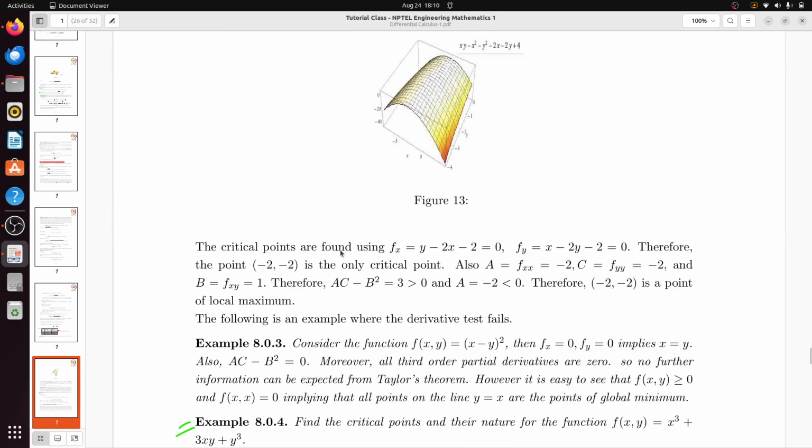The critical points are found using fx equal to 0, fy equal to 0. Therefore, the point (-2, -2) is the only critical point. Also a equal to fxx equal to -2, c equal to fyy equal to -2, and b equal to fxy equal to 1. Therefore ac minus b square equal to 3 greater than 0, and a equal to -2, this is less than 0. So therefore (-2, -2) is a point of local maximum.